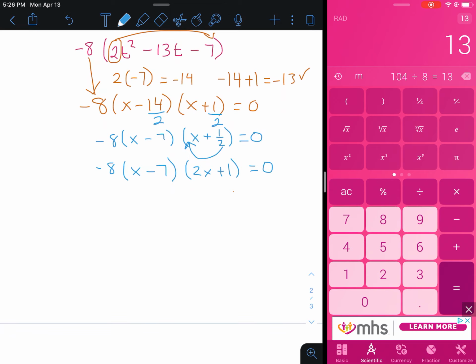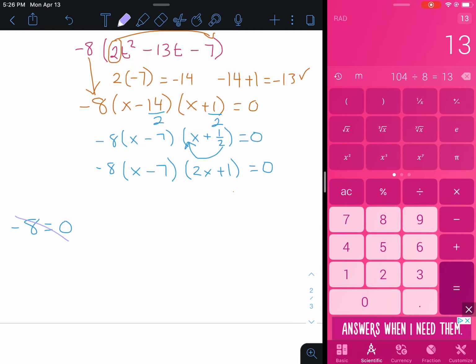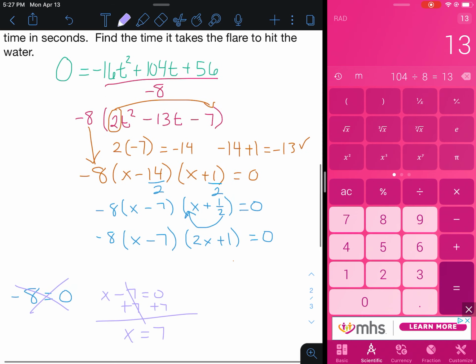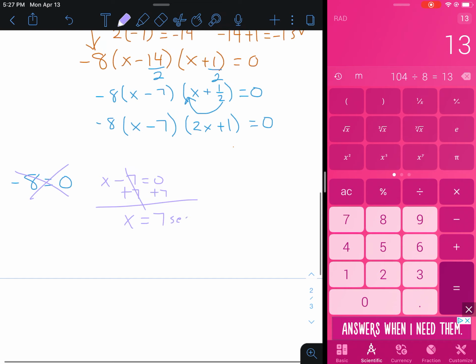All right, now I have to set these all equal to 0 and solve them. So if I do negative 8 equals 0, I hope at this point in math you know negative 8 is never going to equal 0. So this one's just not possible. So it's not even a true solution. I really don't have to do anything with it. The second factor I have is x minus 7 equals 0. So I'm going to add 7 to both sides. And when I do that, I get x equals positive 7. So that is a possible solution because my actual question is asking me, find the time it takes the flare to hit the water. So this would be 7 seconds.